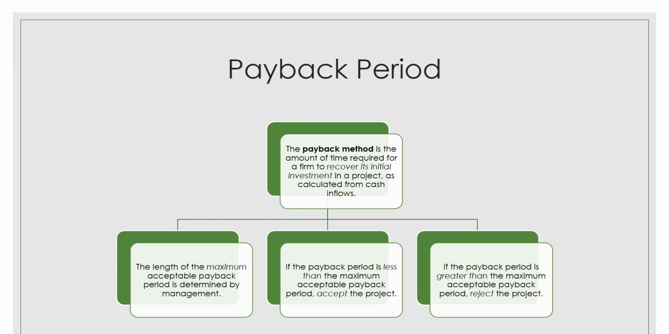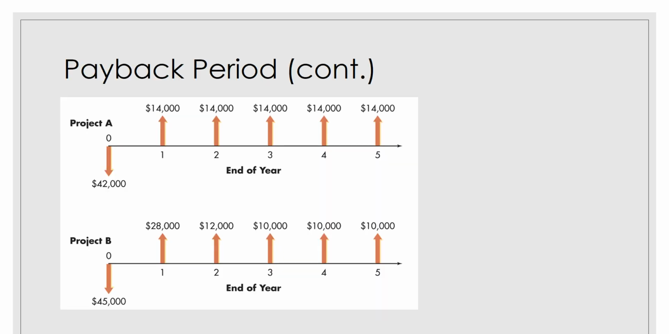So once you've set that maximum acceptable payback period, if the payback period that you calculate is less than the maximum acceptable, then you would accept the project. If it's greater than the maximum acceptable, then you would reject the project. So let's go ahead and calculate our payback period.